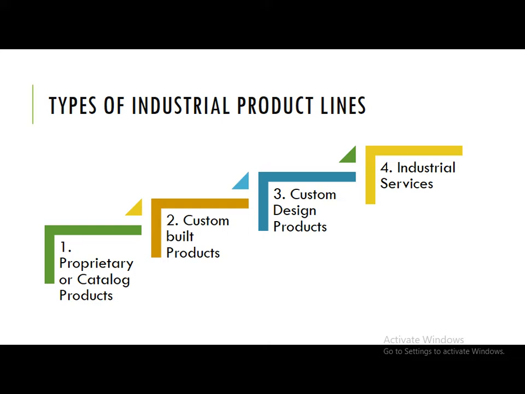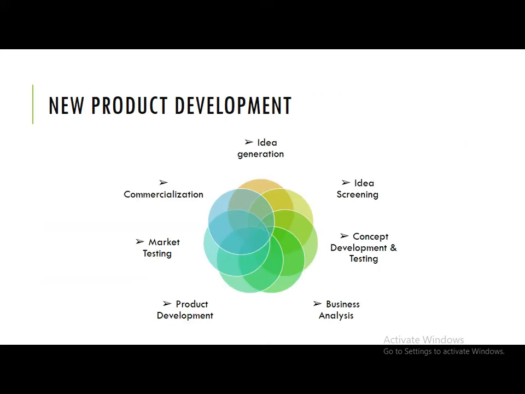Fourth is industrial services. Here the firm provides not an actual product but its capability in areas such as maintenance, technical services, etc. Now, what is new product development and what is the significance of new product development?